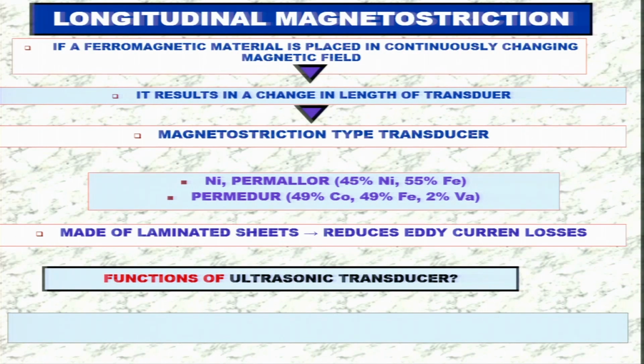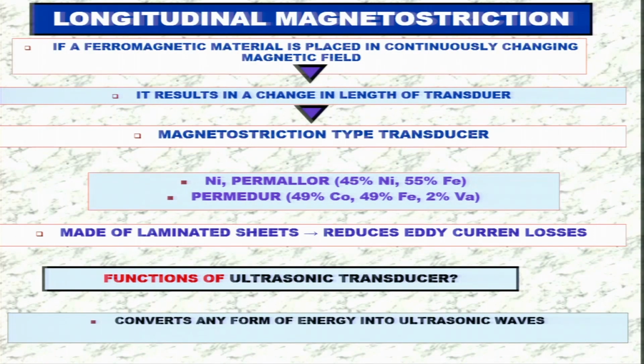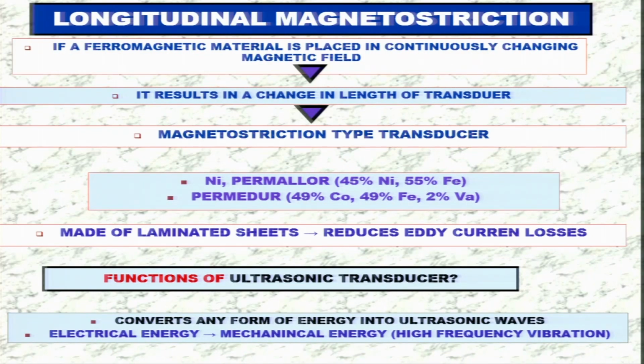Functions of ultrasonic transducers, we will discuss it. It converts any form of energy into ultrasonic waves. Electrical energy is converted into mechanical energy, that is in terms of high frequency vibration in case of ultrasonic micromachining.